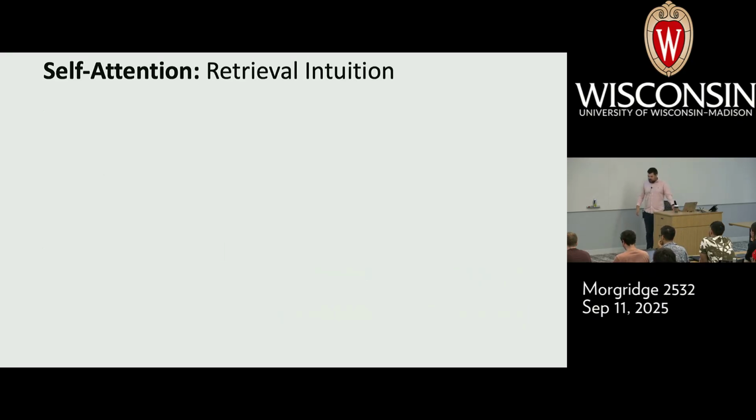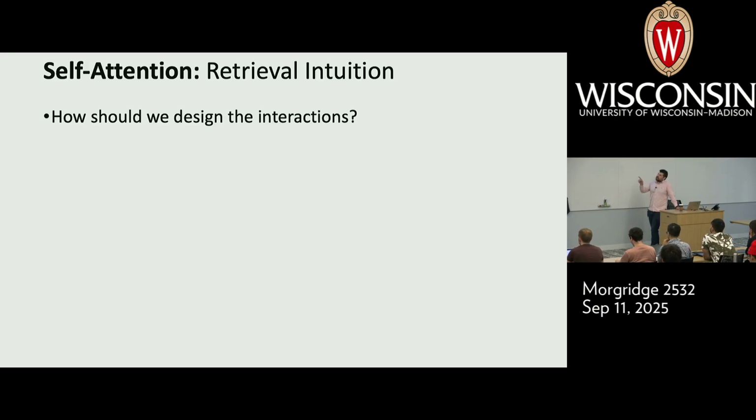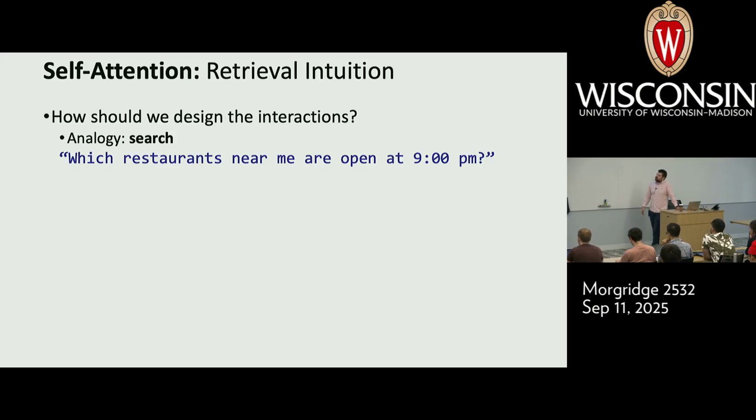OK, and for this, we're going to have some very simple intuition that you want to recall. It's based on the notion of retrieval, which is used all the time in all kinds of systems, including search. We're going to design interactions based on a very simple retrieval idea. Here is one example of a question that we'll try to answer. Which restaurants near me are open at 9 p.m.? Now if you actually type this in Google, it'll give you a response. And people have built systems that can answer questions like these for 30 or 40 years.